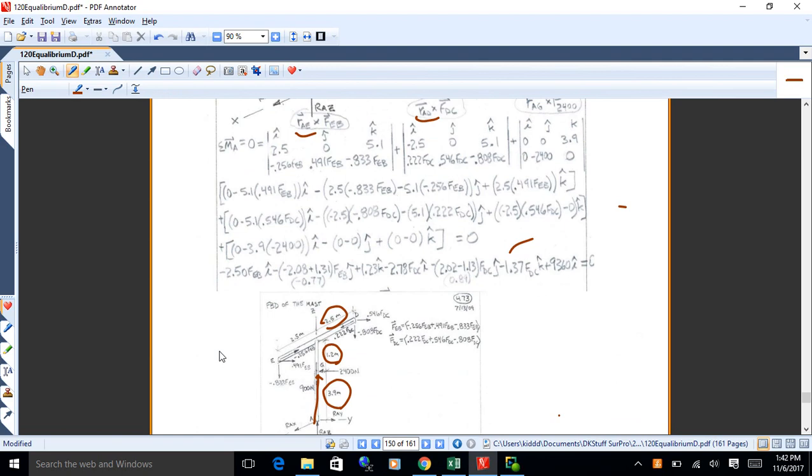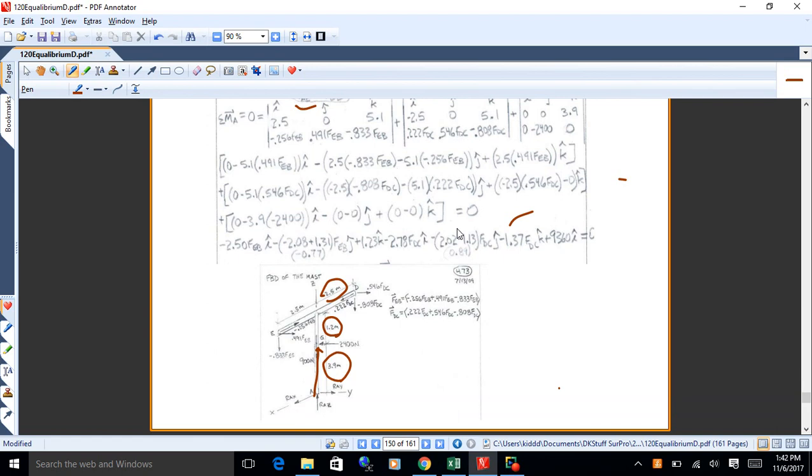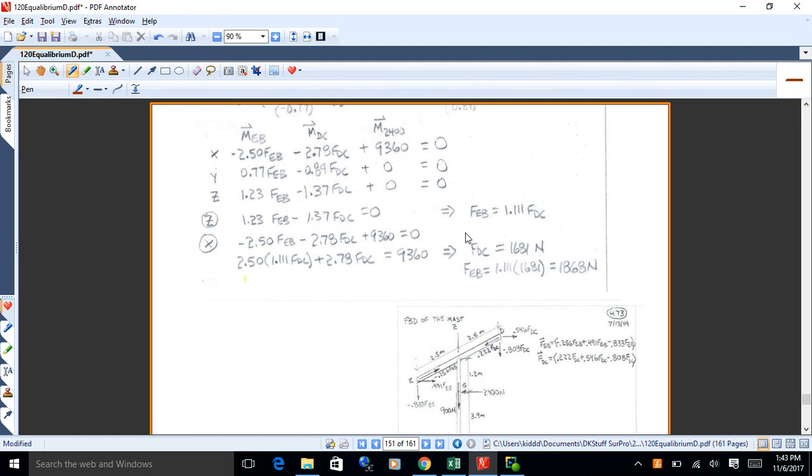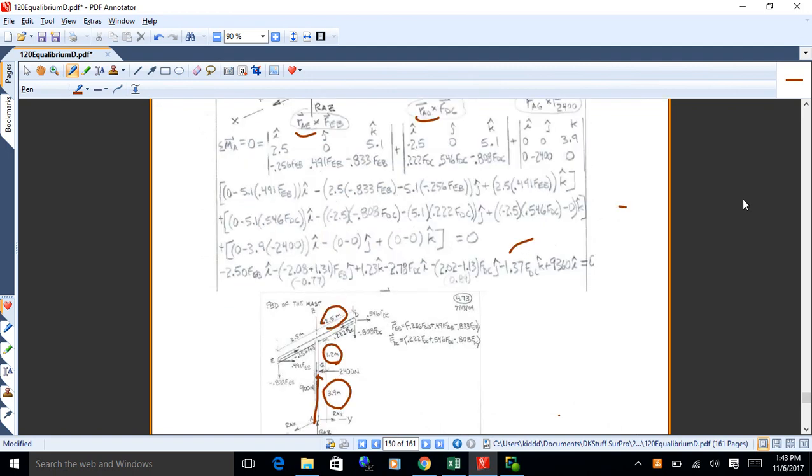And then you go ahead and solve. Did the Z equation first and got that FEB is 1.11 times FDC, and then did the X direction next. That's all just laid out for you down there. So you can always run crosses. Just take a moment about the point where most of the unknowns are, and that way you can solve for what doesn't act at that point.